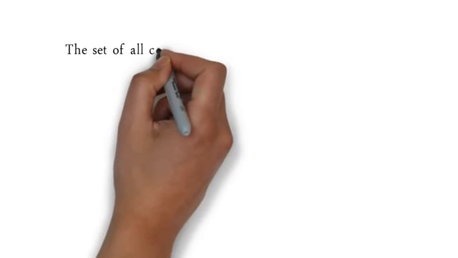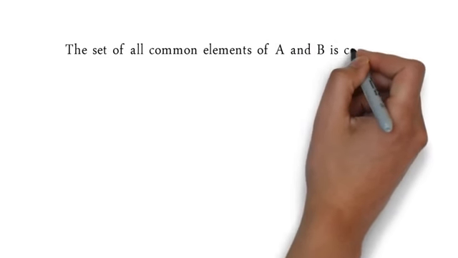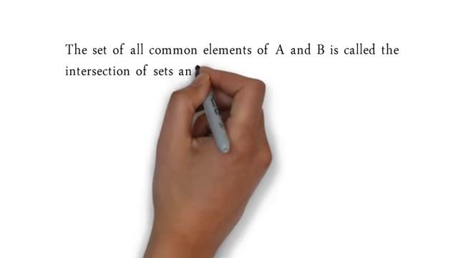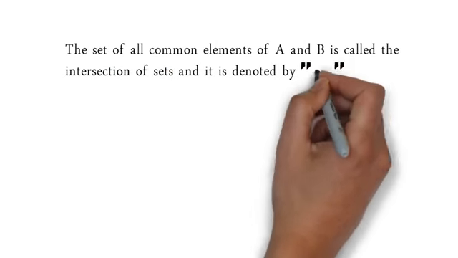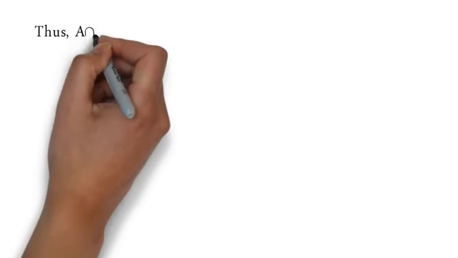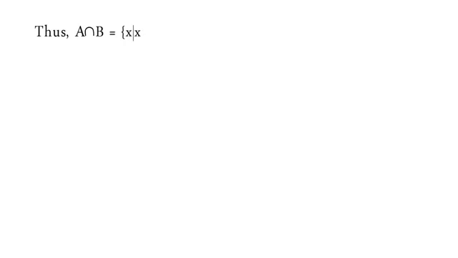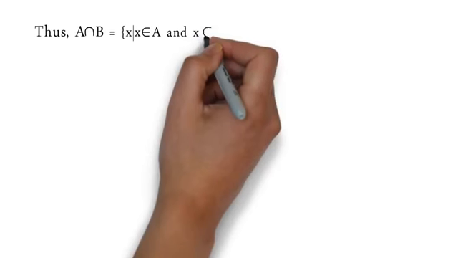Intersection of sets. The set of all common elements between the sets is called the intersection of sets. It is denoted by the symbol ∩. Thus, A intersection B is the set of all x such that x belongs to A and x belongs to B.